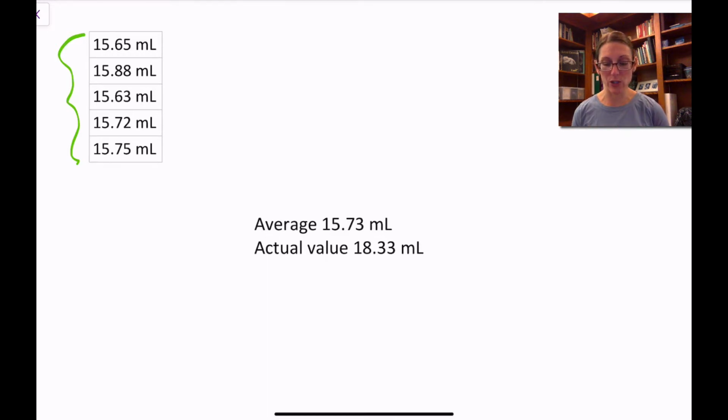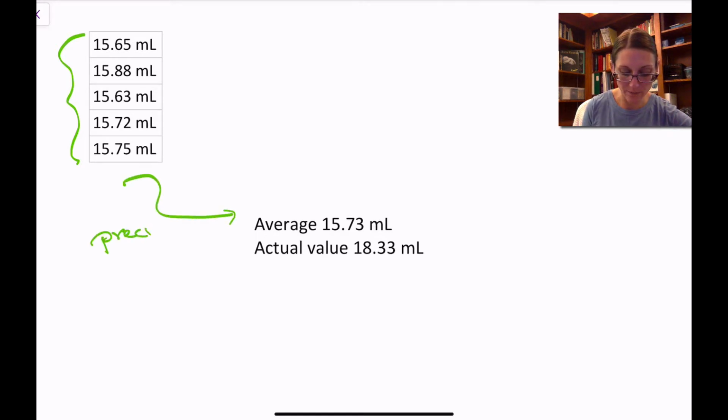And the average value is 15.73. So as I look at this, I say, okay, well these are all pretty close to that average value, that 15.73. So these, I'm going to say, are fairly precise. If you want to get a feeling mathematically for is it actually precise, generally we're looking for a difference that's less than about 5% from the average value.